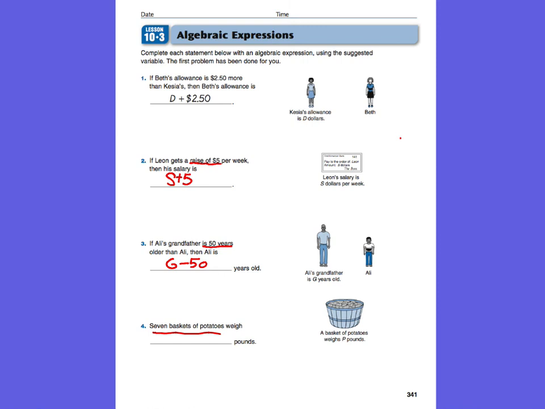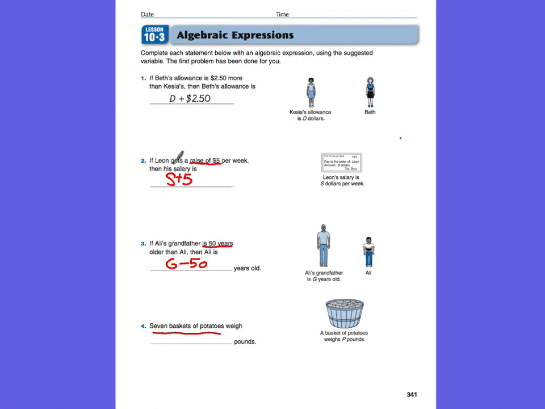Taking a look in your math journal, a few of the examples that they have. If Beth's allowance is $2.50 more than Kessa's, then Beth's allowance is D, which we're maybe standing for Kessa's, plus 2.50, which is represented here. If Leon gets a raise of $5 per week, then his salary is what? A raise is an increase in pay. So it's his salary plus 5.